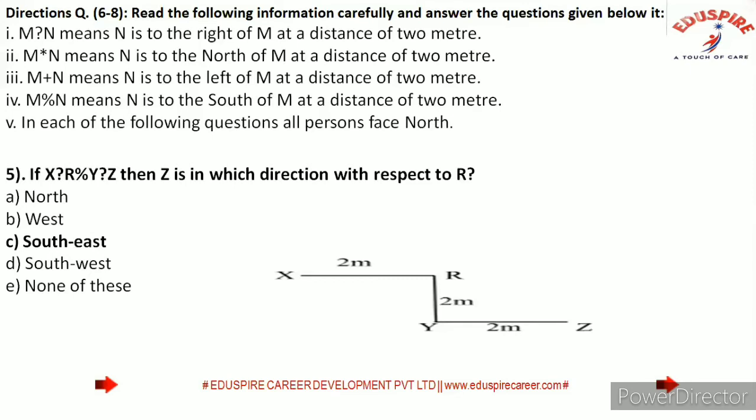Then R % Y, that means M % N means N is to the south of M at a distance of 2 meters. So R % Y means Y is to the south of R at a distance of 2 meters. And then Y ? Z, when M ? N means N is to the right of M. Similarly, Y ? Z means Z is to the right of Y at a distance of 2 meters. So the correct location of Z with respect to R will be southeast. Hope you have understood this.